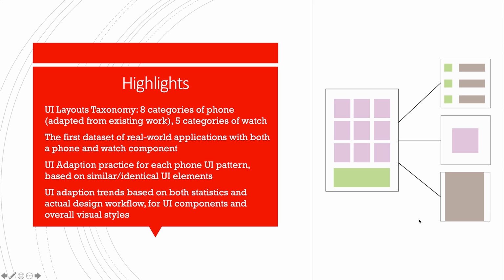In our work, we propose the UI layout taxonomy for both the phone and the watch. We leverage existing works on phone UI patterns and build a new categorization for watch UI patterns. We also build a dataset for real-world applications with both the phone and watch component. We analyze UI adaptation trends based on both statistics and actual design workflow. In addition, we do our analysis based on a minimal part that comprises a UI component, as well as the overall visual style, which we conclude as UI patterns.